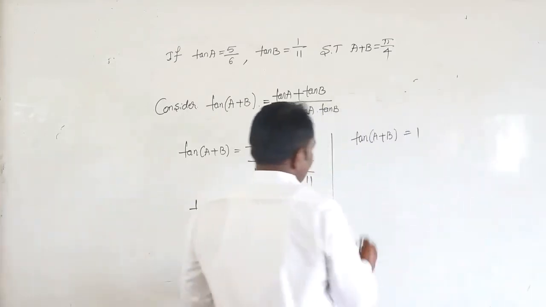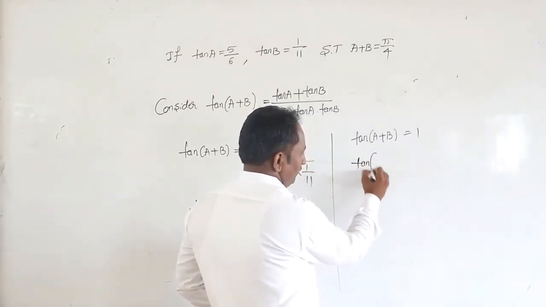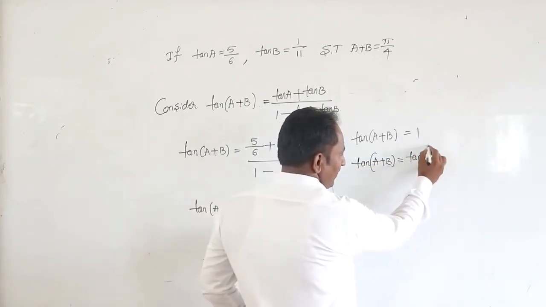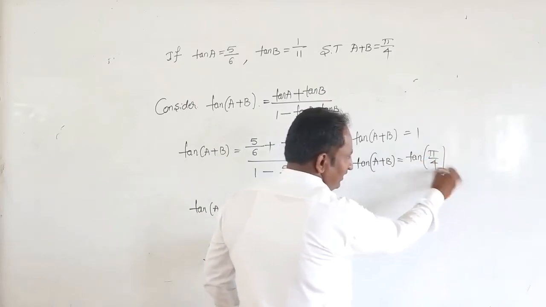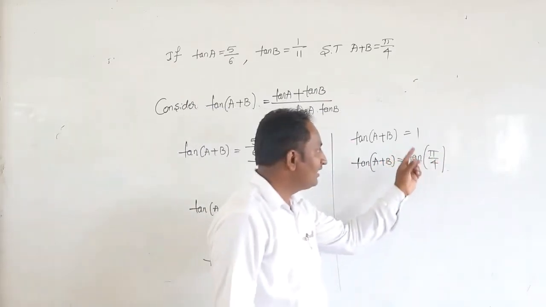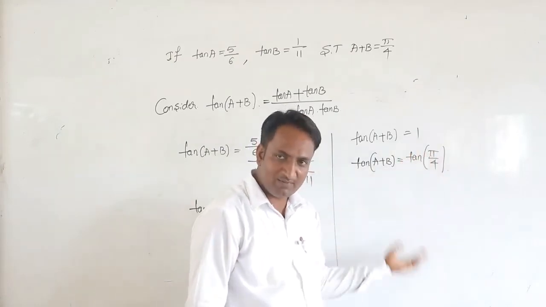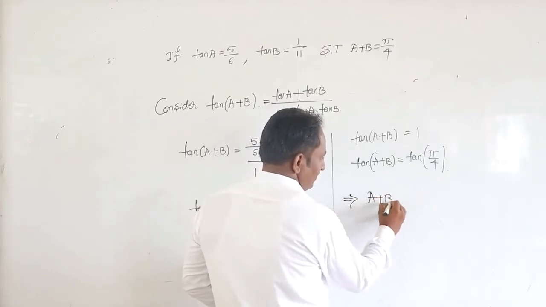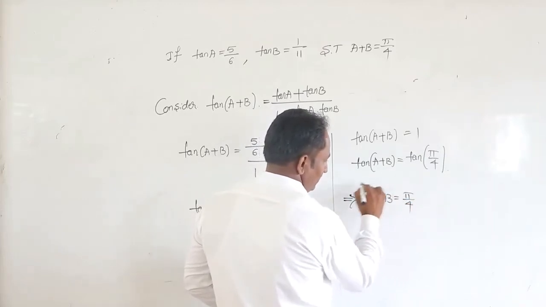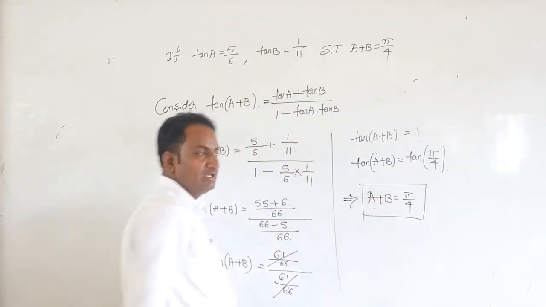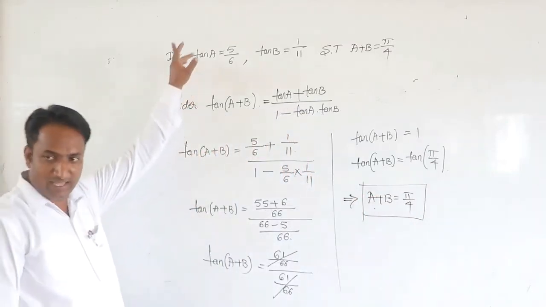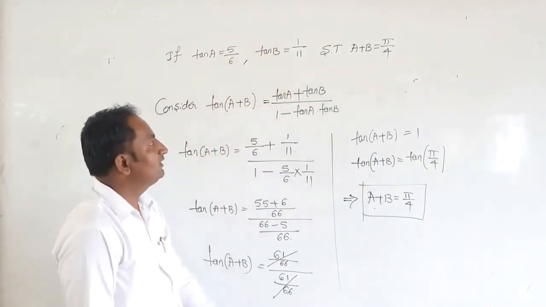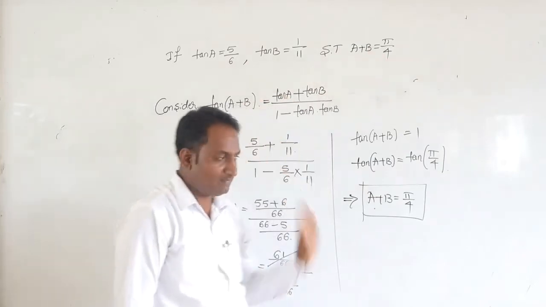1 can be written as tan of a plus b is equal to tan of pi by 4. Tan 45 degree value is 1. That's why in place of 1 we can take tan of pi by 4. Removing the tan term, we get a plus b is equal to pi by 4. Here is our final result. Here tan a is equal to 5 by 6, tan b is equal to 1 divided by 11. Then show that a plus b is equal to pi by 4.